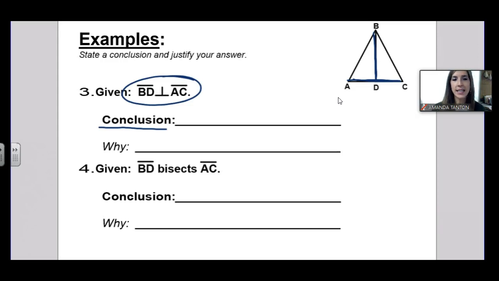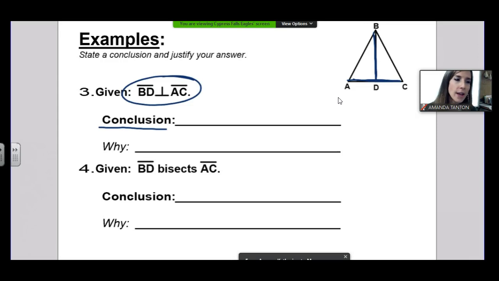If someone said, tell me what perpendicular means, would you say, oh, it means congruent angles? No. No, you would not. If someone just came up to you and said, what does perpendicular mean? You would say, oh, it's two segments that intersect at a 90-degree angle. That's what perpendicular is. Two segments that intersect at a 90-degree angle.